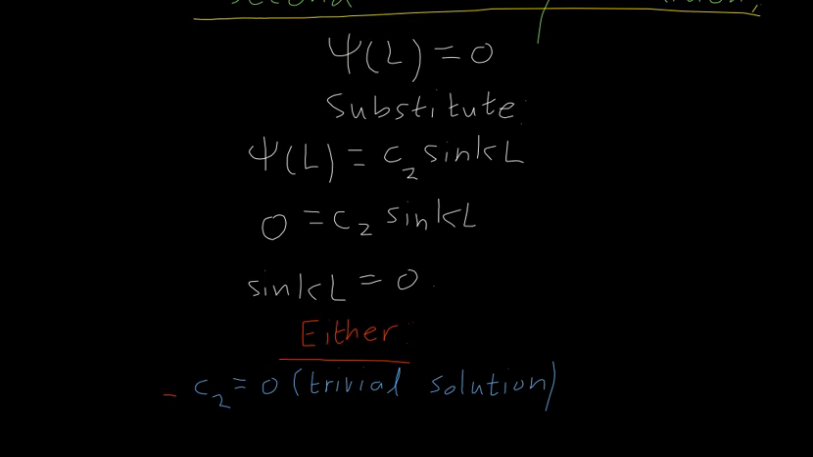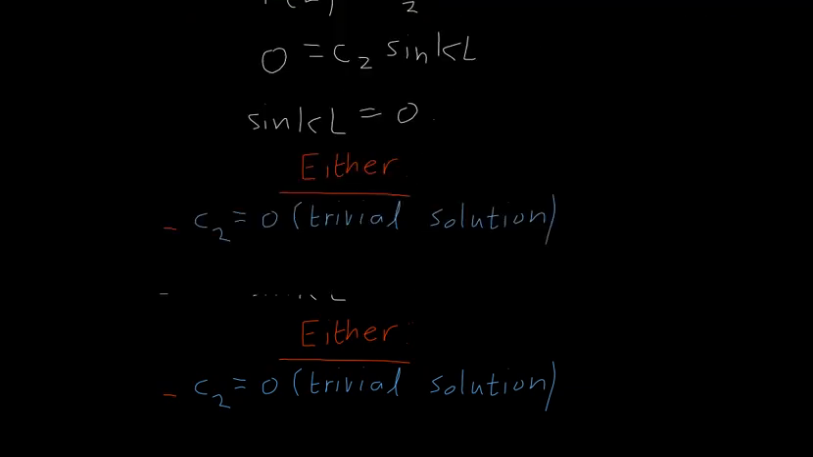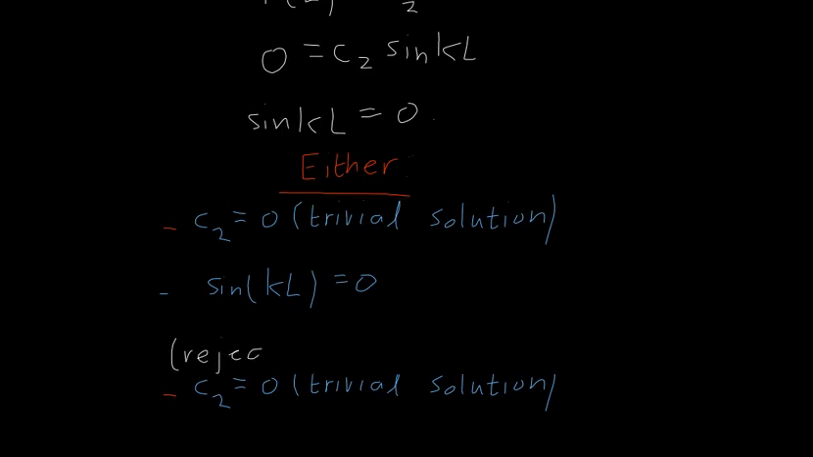Or you have number 2, which states that sine as a function of KL is equal to 0. We need to reject the trivial solution. Obviously, reject the trivial solution. You have to. If you do not reject the trivial solution, you're going to be wrong big time. You can't just assume that C2 is 0 and that's it.